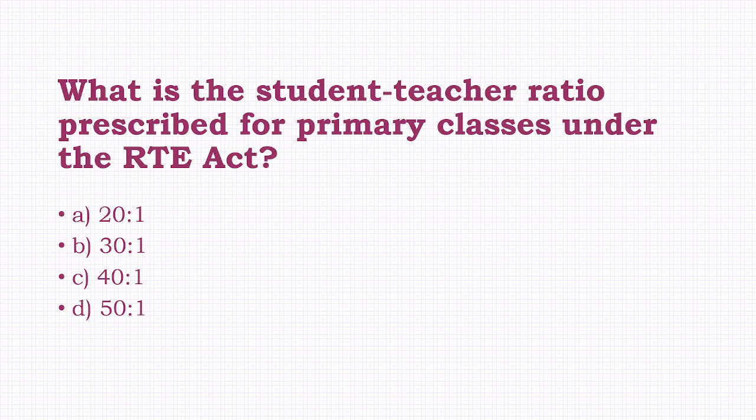What is the student-teacher ratio prescribed for primary classes under the RTE Act? Option 20:1, 30:1, 40:1, 50:1. Answer of this question is option B, that is 30:1.